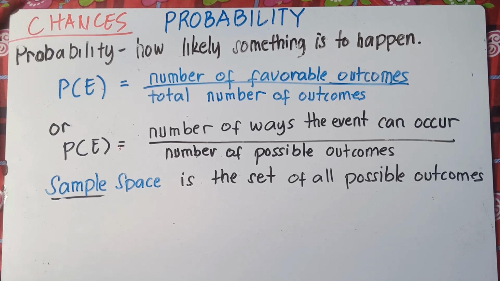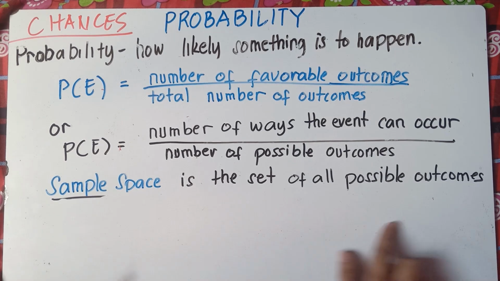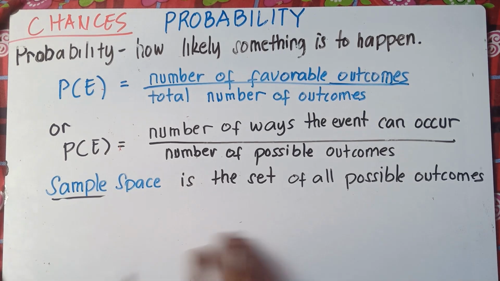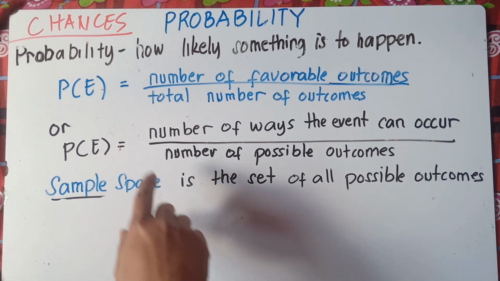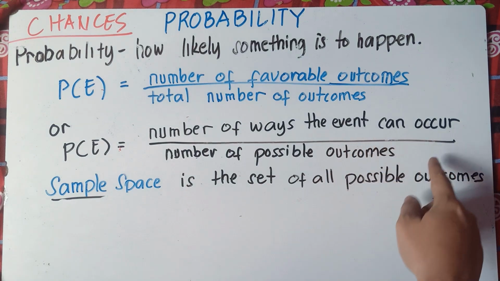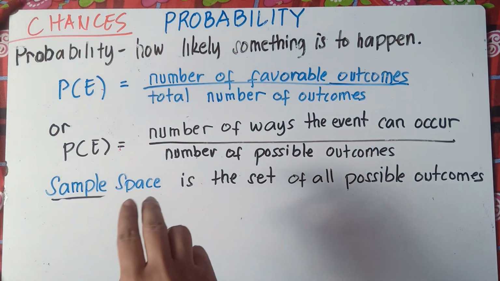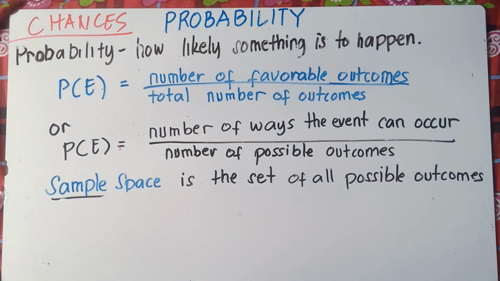Now, when you answer probability, class, we need to know the sample space. Now, sir, what is the sample space? A sample space is the set of all possible outcomes. So once again, in probability, the numerator is the number of ways the event can occur. The denominator is the set of all possible outcomes, the sample space.